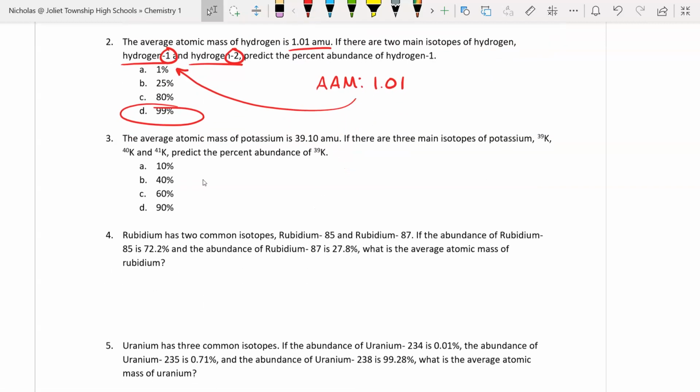Okay, for number 3, we're going to do the same thing. Our average atomic mass is 39.10. All right, and looking at the choices, we have masses of 39, 40, and 41. So 39.1, if we were to round it, is closest to 39. The question actually asks us to predict the abundance of 39. So because it's so close to that number, again, I'm going to pick the one that's largest.